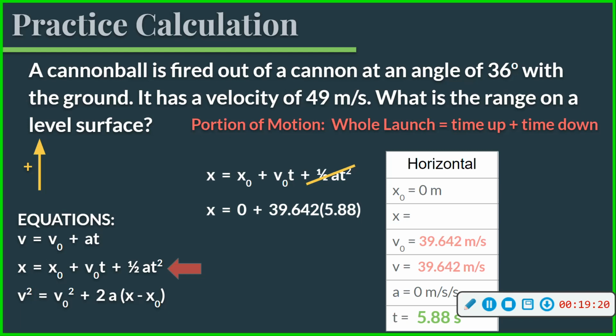We figured our v naught earlier, 39.642. That came from cosine of 36 times the hypotenuse of the triangle, 49 meters per second. And then we just know the time is 5.88, so let's do a little arithmetic. And our range on this cannonball, 233.01 meters.